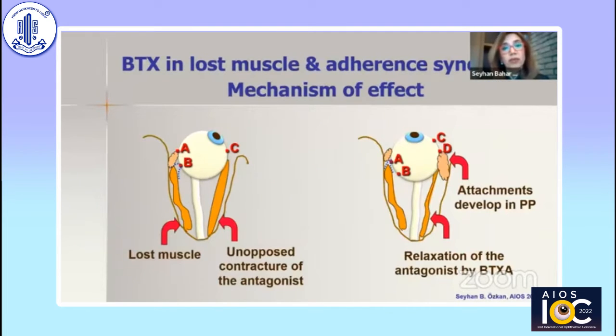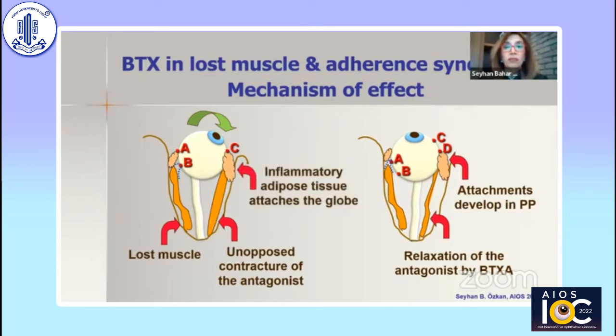So what is the mechanism here? We know that when there's a lost muscle, the unopposed contracture of the antagonist may develop as early as 2 weeks, as demonstrated by Anthony Murray. And the eye moves towards the other direction. And if there is an additional adherence syndrome problem, and this inflammatory adipose tissue attaches the globe at this position, it causes a very significant limitation of motility.